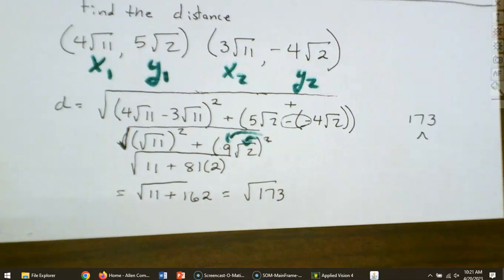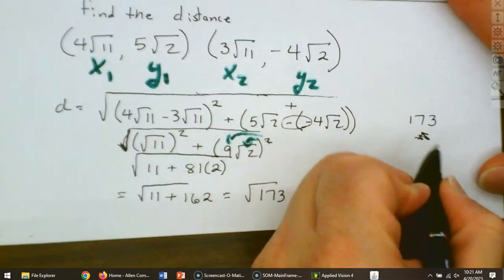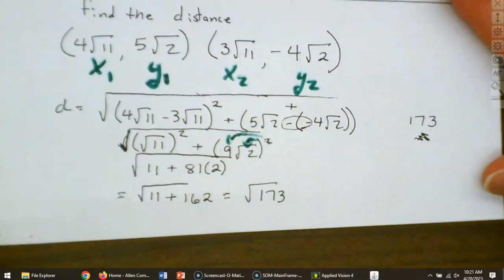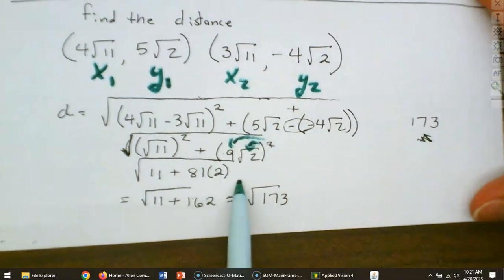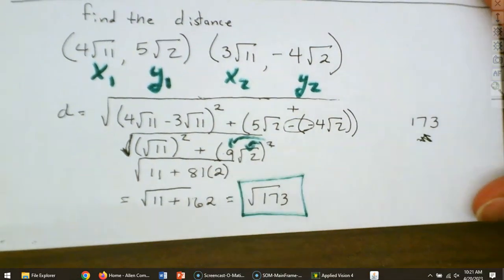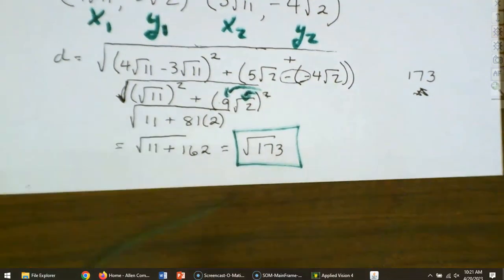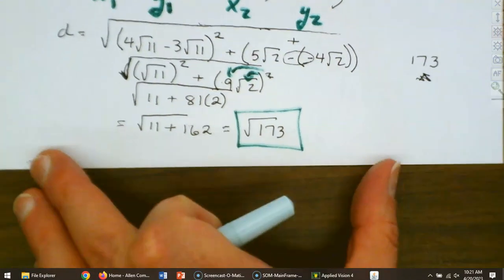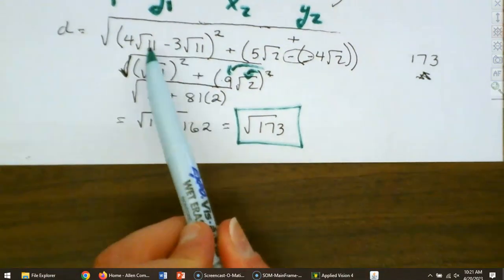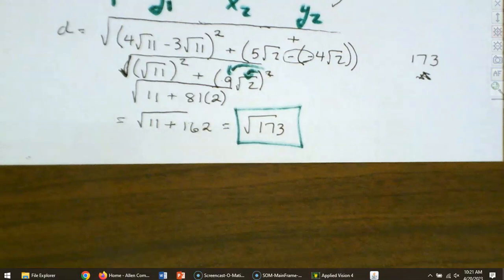Won't go in there. 19 won't go in there either. Nothing goes in there, right? It's not going to break down at all. You always have to check, though. So your final answer then would just simply be the square root of 173. Sometimes they'll break down, especially on these, they usually won't. But sometimes they will. Most of the time when it has the square roots underneath here, they're not going to break down.